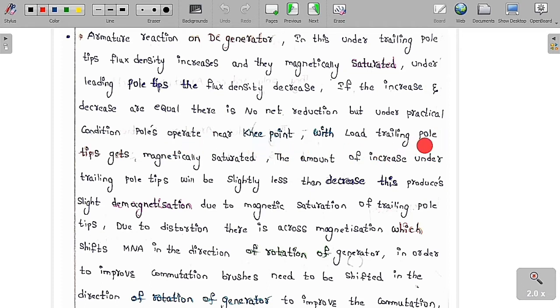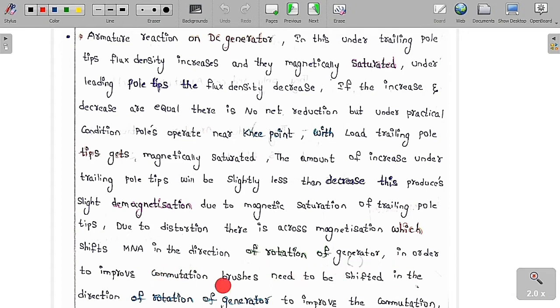With the load, the trailing pole tips get magnetically saturated, and the amount of increase under the trailing pole tips will be slightly less than the decrease. This produces slight demagnetization. So due to magnetic saturation of trailing pole tips and due to distortion, there is a cross magnetization which shifts the MNA in the direction of rotation of the generator.